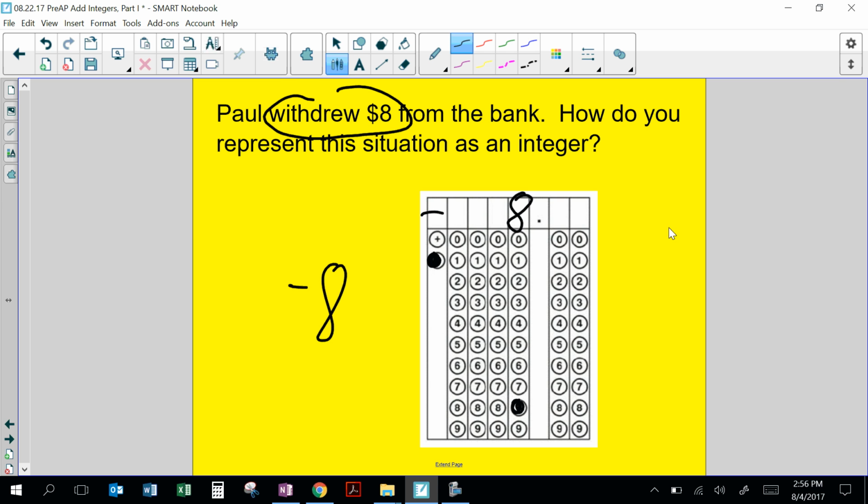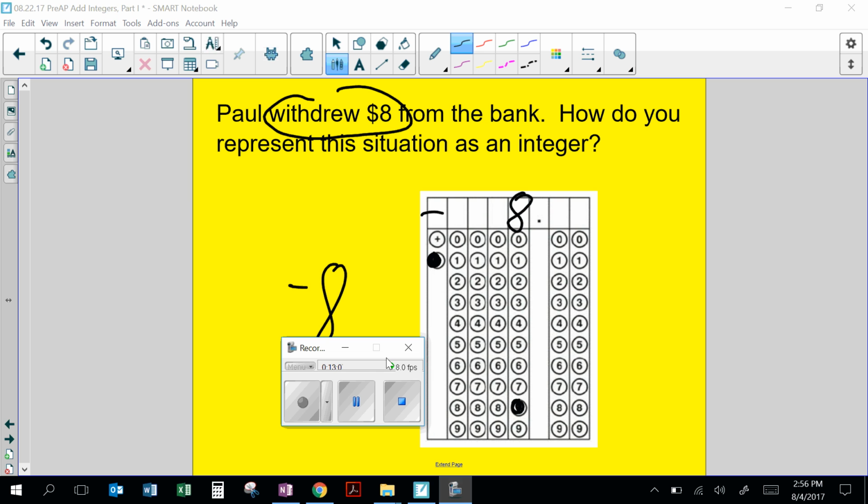All right. And that is how to add integers using algebra tiles, drawing, and number line.